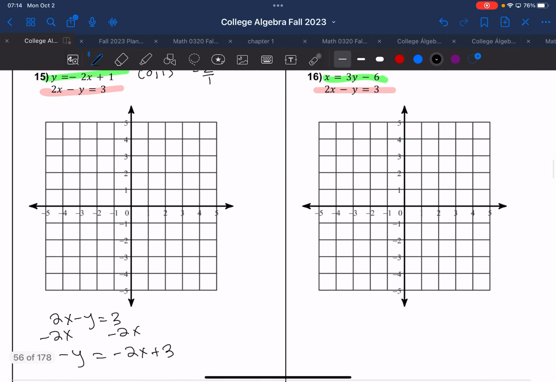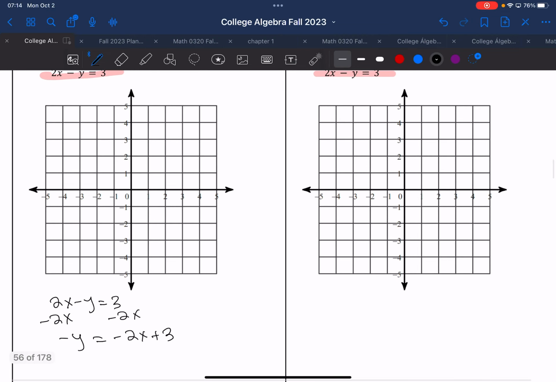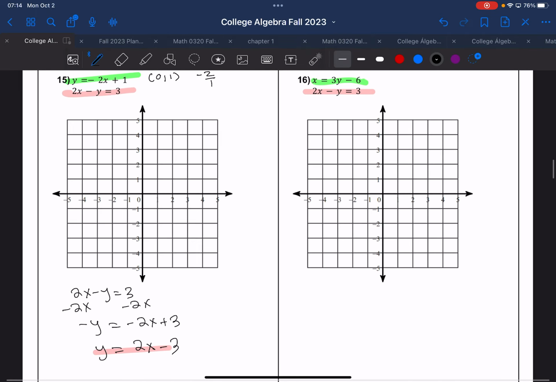I don't like that negative in front of the y, so what's going to happen to all the signs? Yep, they're going to change to the opposite because I'm dividing by -1. So it becomes y equals 2x minus 3. The signs all changed, and that was because I divided by -1. So I know from here that my y-intercept is going to be 0, what? -3, and my slope is 2/1.